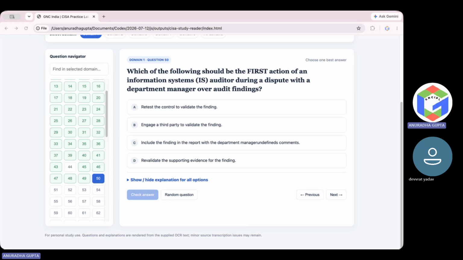Just try to understand what the question is saying. What would be the first action of an IS auditor during a dispute? It is not a common audit. Here a dispute has been raised with a department manager over the audit finding. So a dispute occurs here. If you go with including the finding in the report with the department manager comment, okay, suppose so, fine.